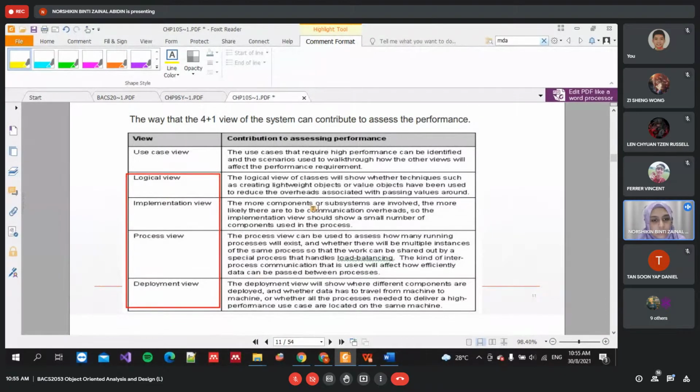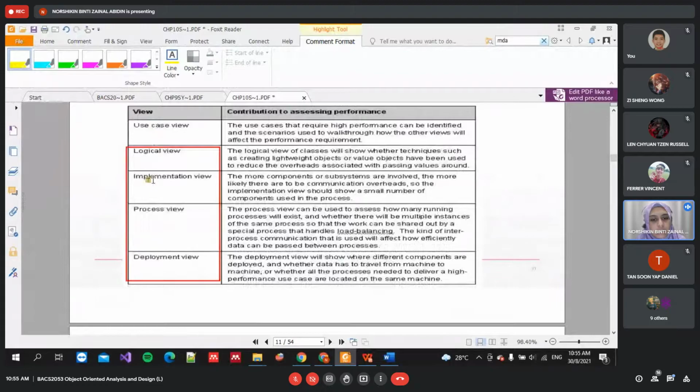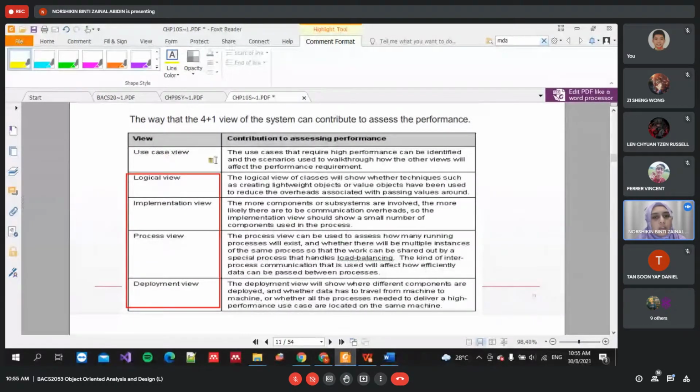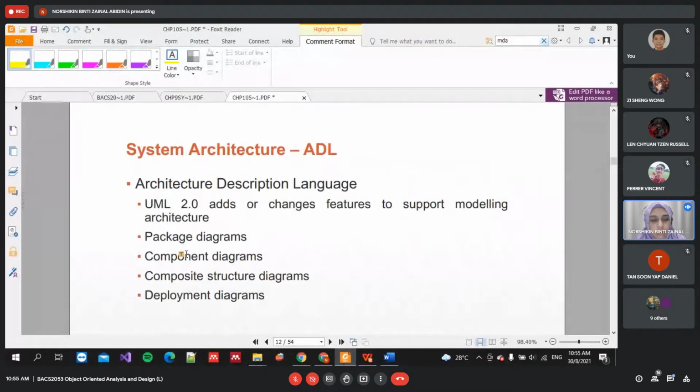This diagram is the same as page 9 just now. The 4+1 view, that's why it's called 4+1. Just now I explained use case, logical, implementation, process, deployment. However, what's important is not the 4+1 but these 5 elements, 1, 2, 3. Yeah, the same one as page 9 just now. So any question before I move to ADL?